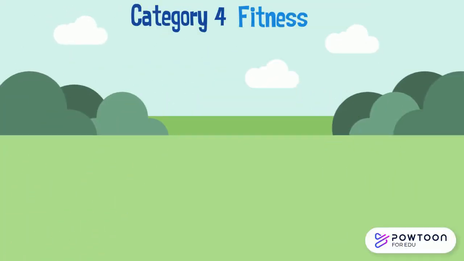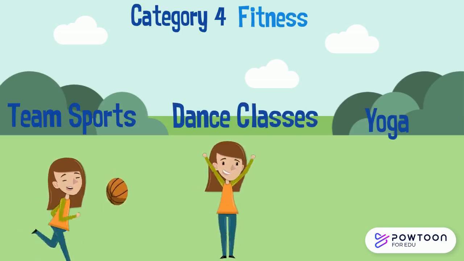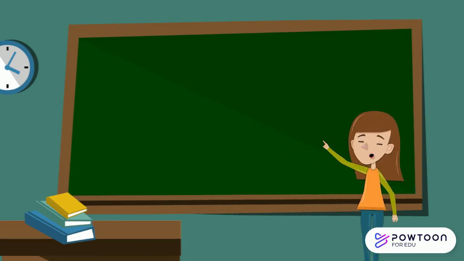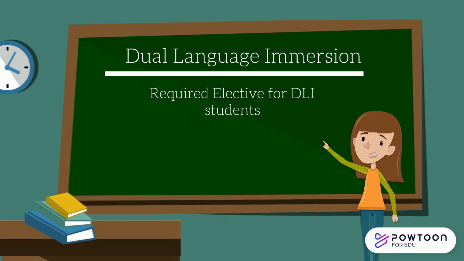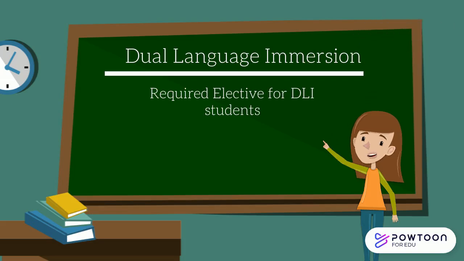Category 4 is Fitness. This includes team sports, dance classes, and yoga. Category 5 is for the Dual Language Immersion Program. This is a required elective for students in the DLI program. If you are not a DLI student, don't worry about Category 5.